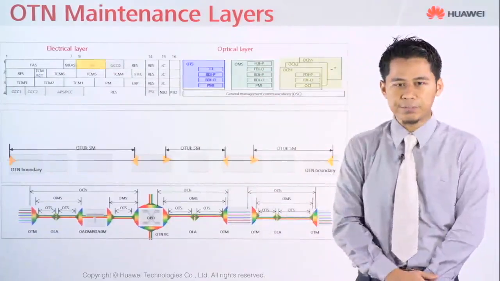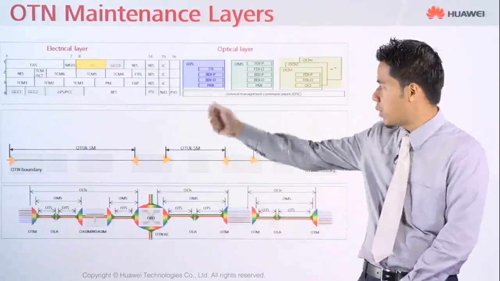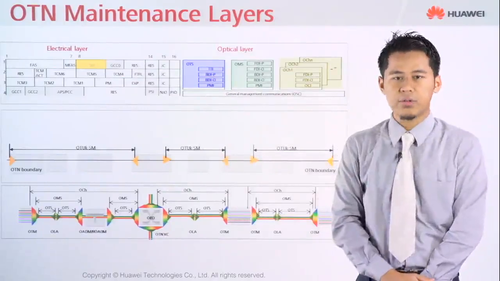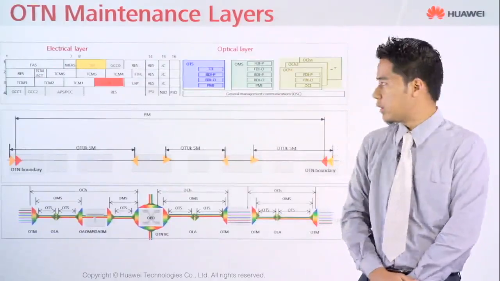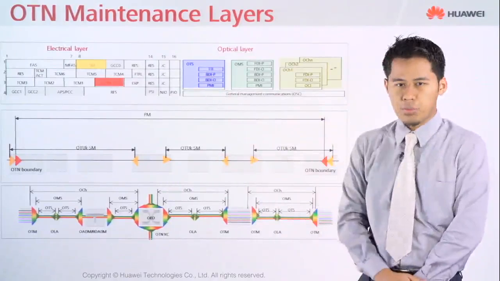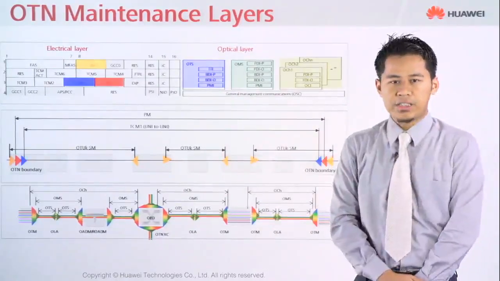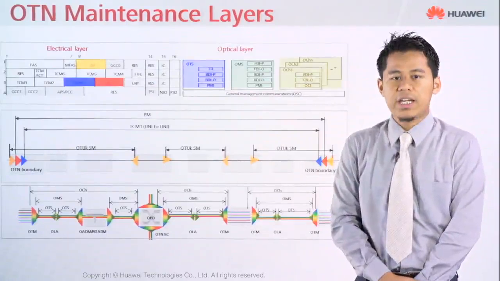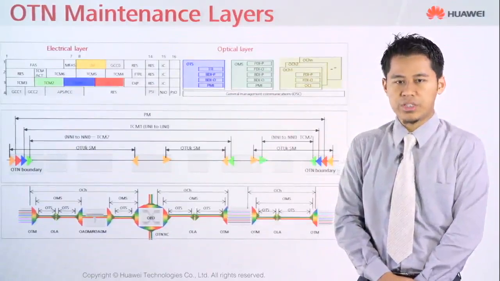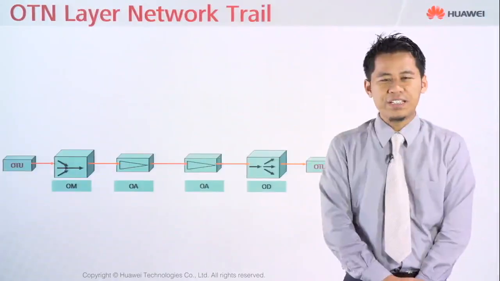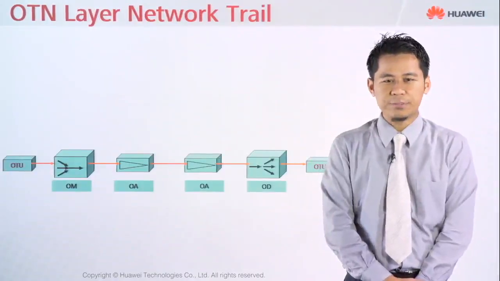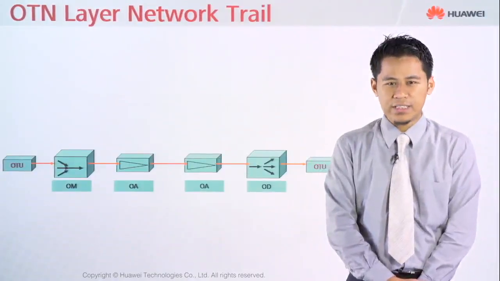Take a look at the first byte, which is the section monitoring, which is the following layer. Following for the rest, which is the path monitoring. This is the layer of path monitoring. And for the tandem connection monitoring and tandem connection monitoring too. OTN layer network trail. So in this part also we'll see what are the layers involved.